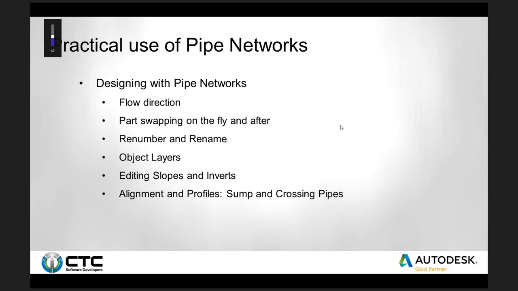So first thing, practical use. We're going to touch on designing with pipe networks. We're not going to spend a ton of time fine-tuning it, but we're going to put in a pipe network, a storm network, and perhaps a sanitary network. And we're going to talk about a few concepts, including flow direction. This is the direction you're dropping parts and pipes into the drawing. You get a choice on flow direction, and the pipes themselves have a property, and that is flow direction, and they default a certain way.